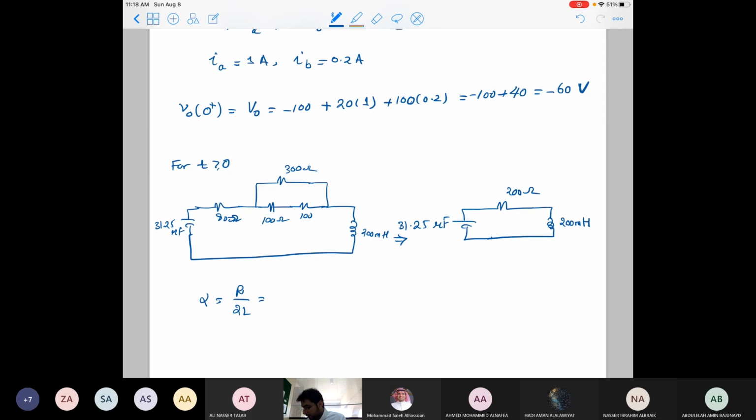Alpha is R divided by 2L, which gives 500 radians per second. Omega naught is 1 over the square root of LC, which is 400 radians per second. So clearly, alpha is greater than omega naught, and we have an overdamped response.